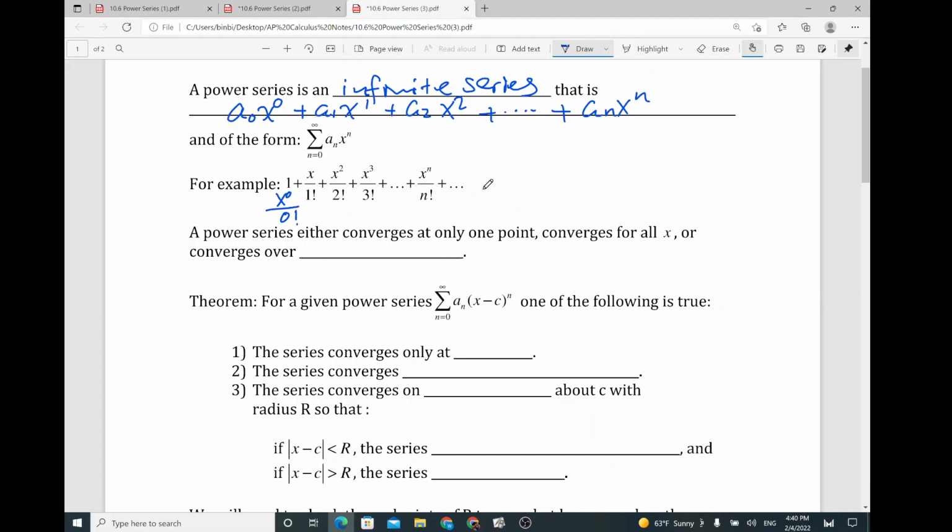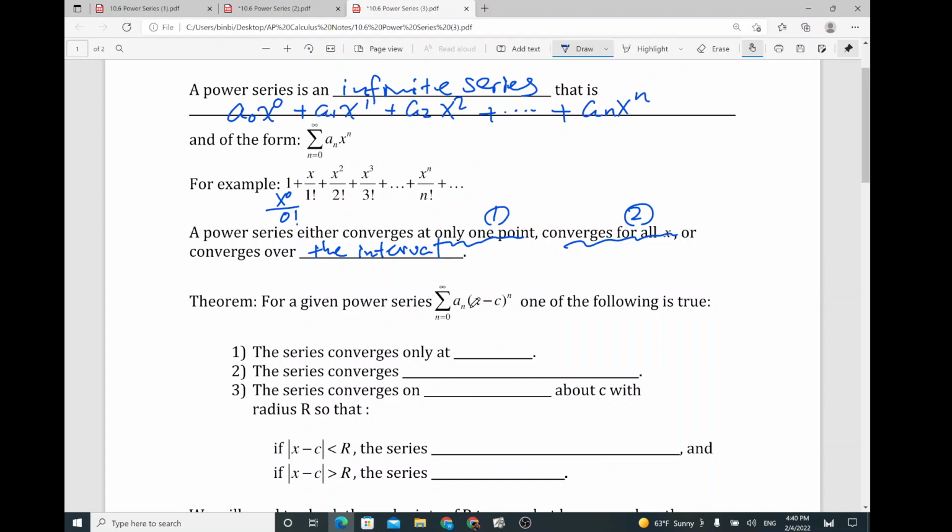So let's say that we do have a power series. The power series either converges at only one point, or converges for all x, that would be case 2, or converges over an interval.